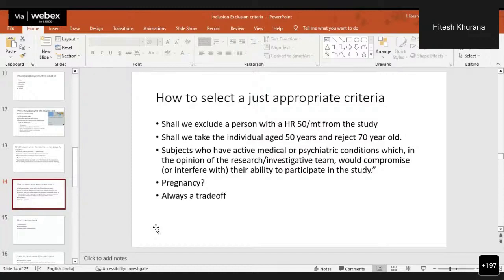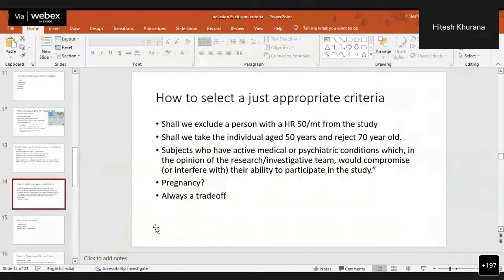Because if we are in India, where sports activities are quite popular, as I am in Haryana, many students will be having sinus bradycardia, with a heart rate of 60 or less than that, and they are having perfect health. That type of health should not be excluded. But on the other hand, if I have a patient who is suffering from heart disease and has a heart rate of 50, then I will definitely exclude that person, keeping the other things also in place.